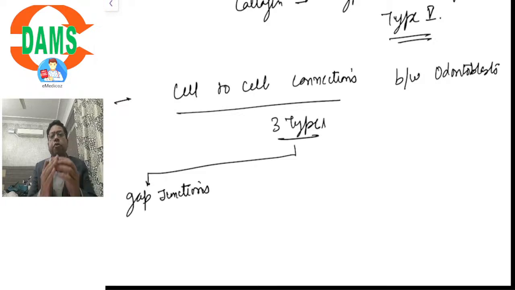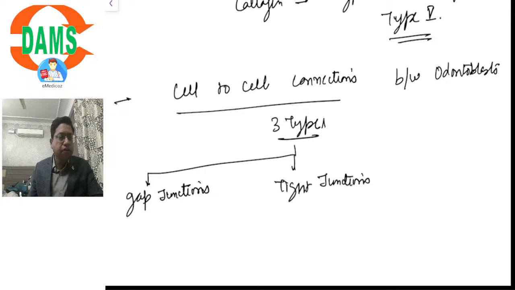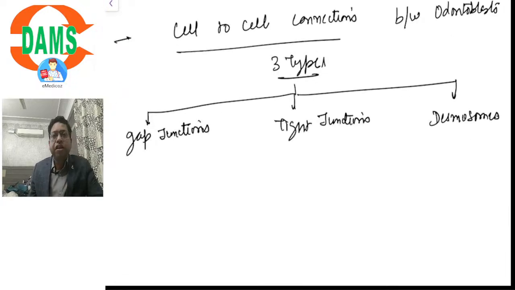Okay. We are talking about the outermost layer of the dental pulp, that is the odontoblast layer. Gap junctions, tight junctions, and desmosomes. These are the three types of connections that exist between the adjacent odontoblast cells.